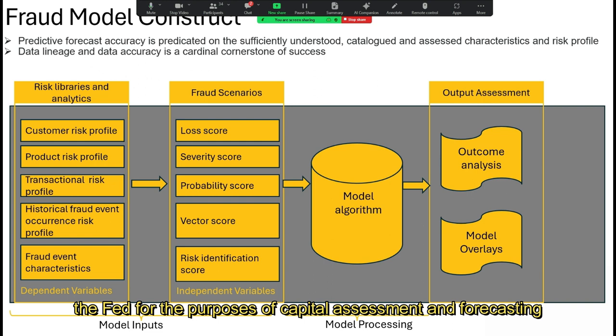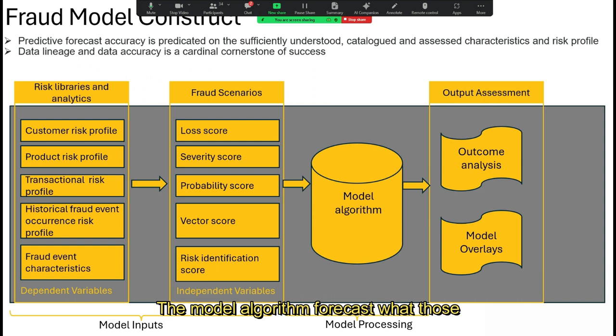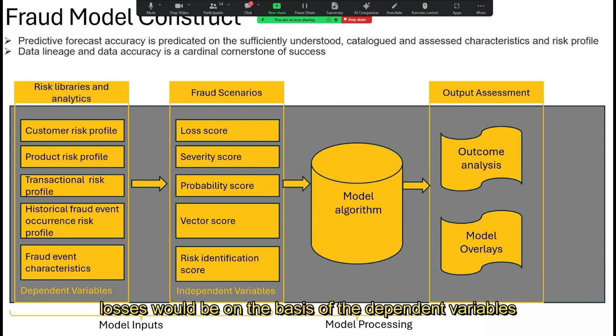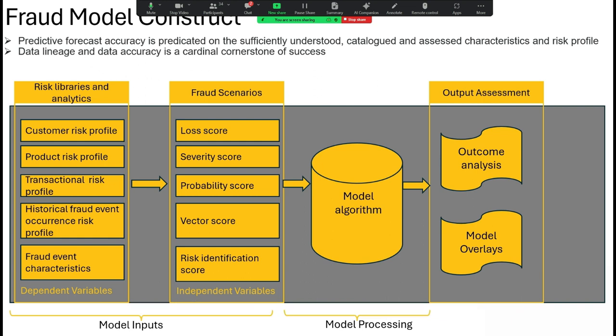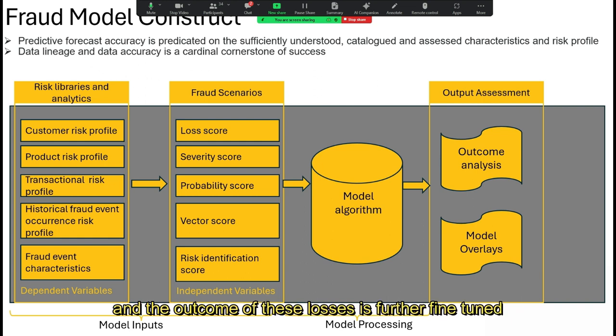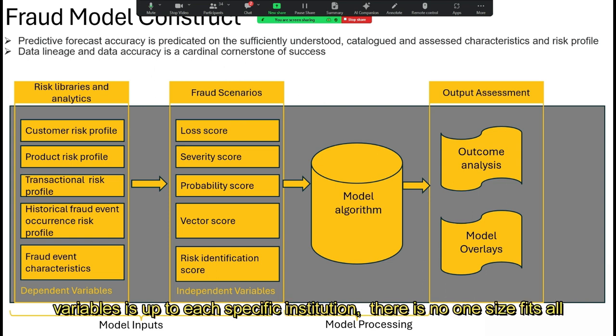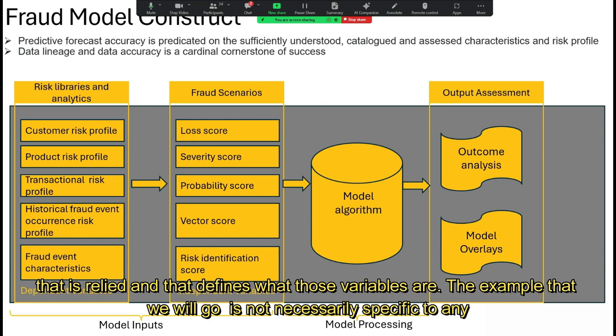assessment and forecasting. The model algorithm forecasts what those losses would be on the basis of the dependent variables, and the outcome of these losses is further fine-tuned via the model overlays and via the outcome analysis. Now, the good thing is that the definition of these variables is up to each specific institution, right? There is no one size fits all that is relied on to define what those variables are.